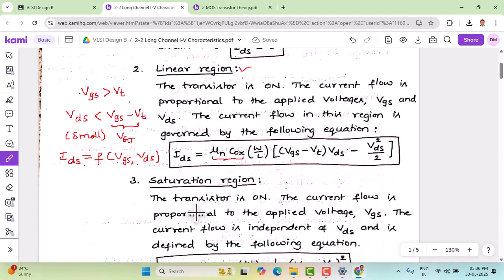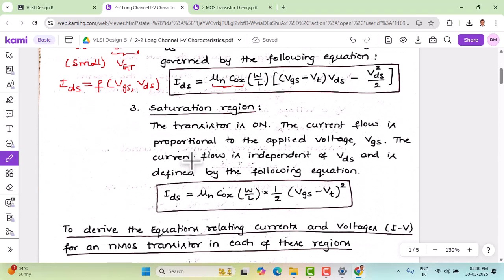Let's move on to the saturation region. In the saturation region, the transistor is on because here also we apply VGS greater than the threshold voltage, but VDS is very large in this case. VDS is greater than VGS minus VT, or VGT. These are the conditions required for the transistor to operate in the saturation region.